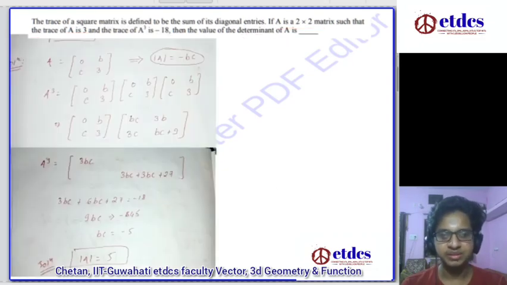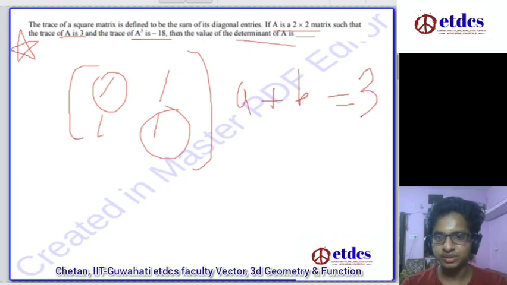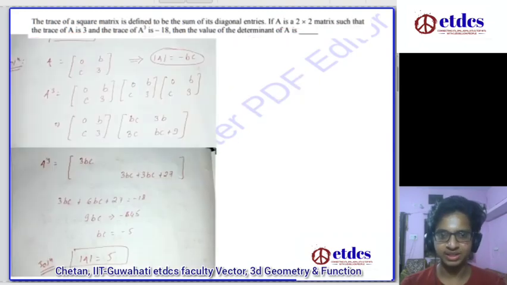The interesting part here is that the diagonal elements can be anything, as long as a plus b equals 3. To make the calculation easy and quick, we can take 0 and 3, which satisfies the trace of A being 3, since 0 plus 3 is 3. So we take A as 0, b, c, 3.